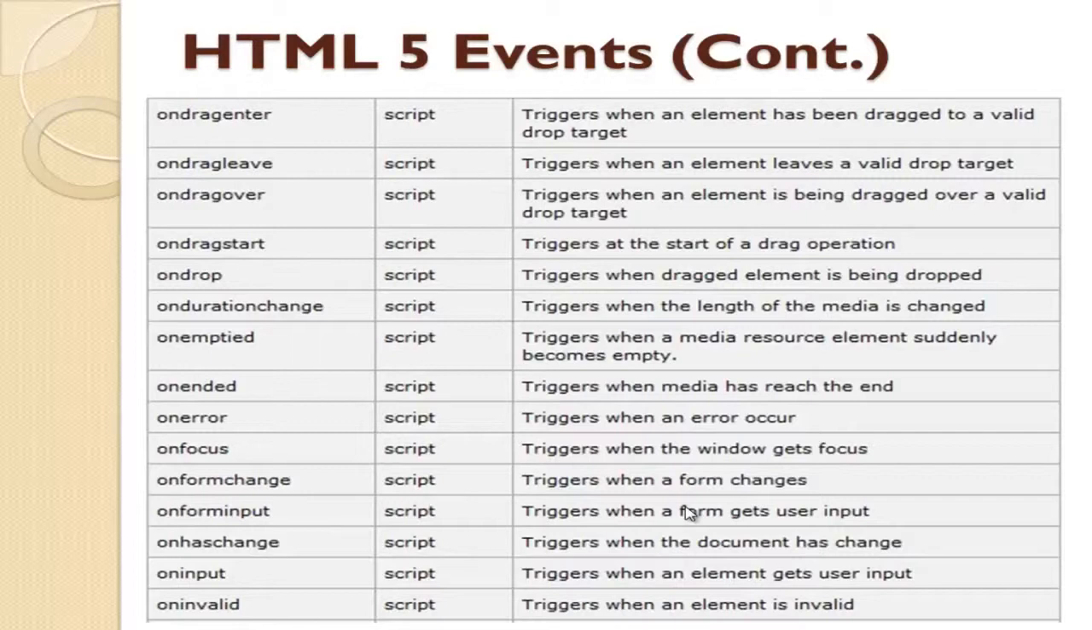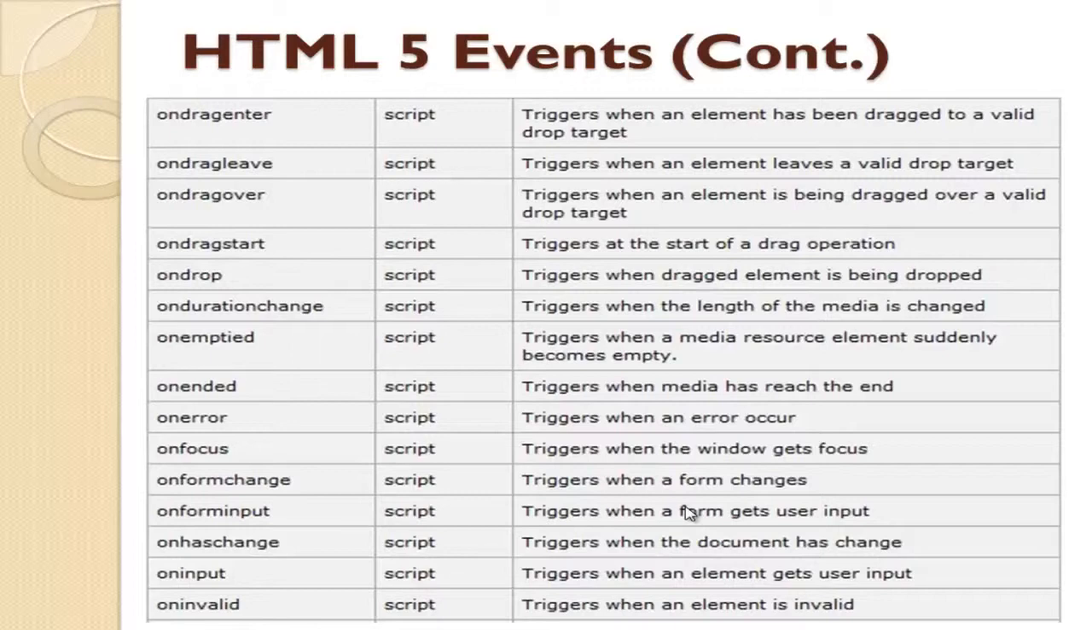Onforminput triggers when a user gives input in the form. As you have seen, we have input fields. Have you ever seen a form which has many inputs? Whenever we click on any input field or start typing in any field, a tooltip comes right over it, and it says something like you have to enter this and this value in this field. So it can be done by using this onforminput. It triggers when a form gets user input. As we start typing on it, this attribute gets triggered.